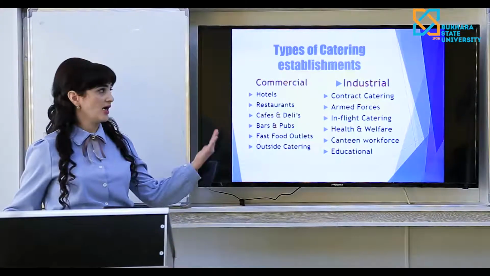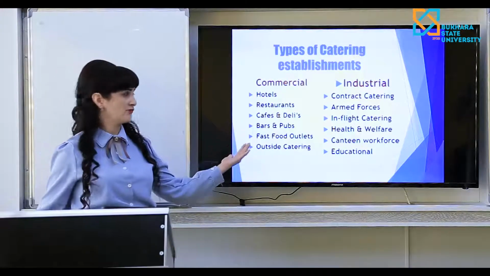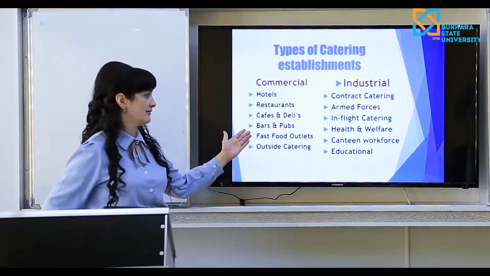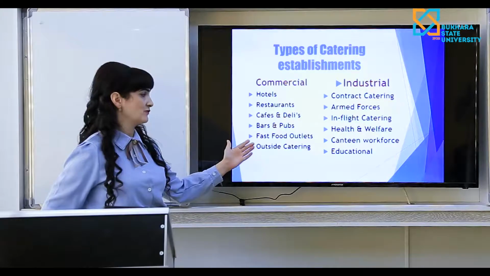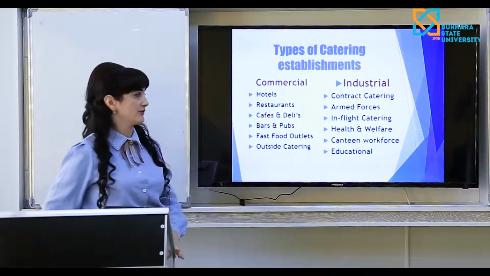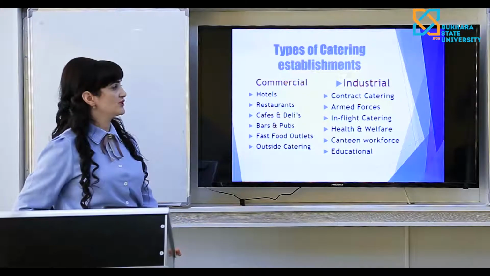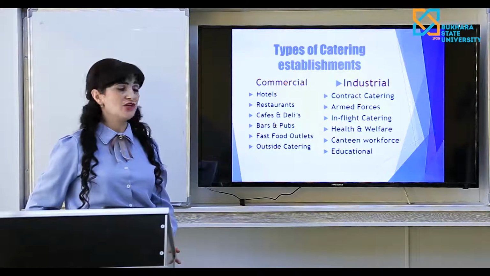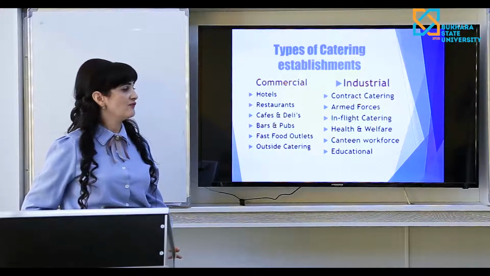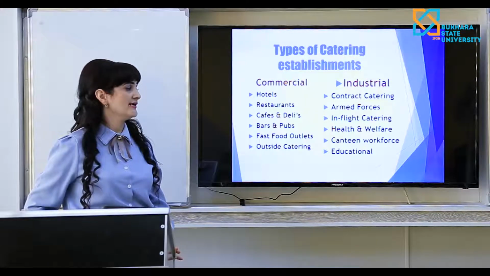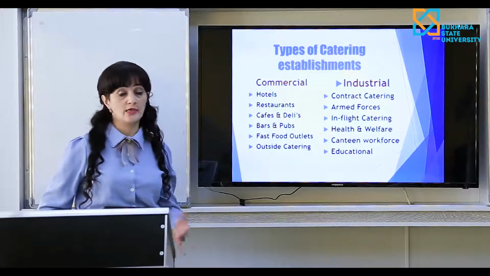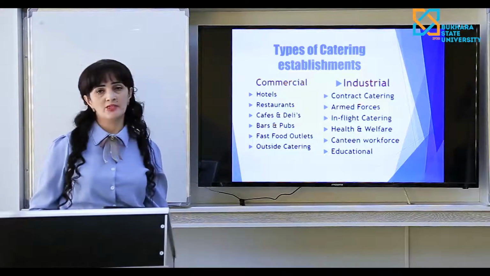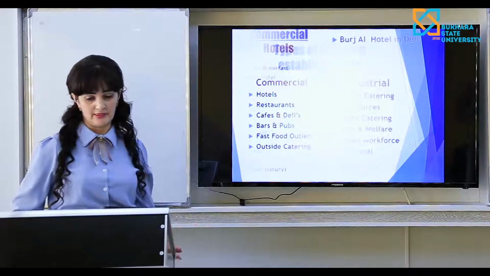The first type is commercial. In commercial catering, we may include hotels, restaurants, cafes, bars and pubs, fast food outlets, and outside catering. In industrial catering, we may include contract catering, armed forces, in-flight catering, health and welfare, canteen workforce, and educational centers. So let's see these establishments independently, separately.